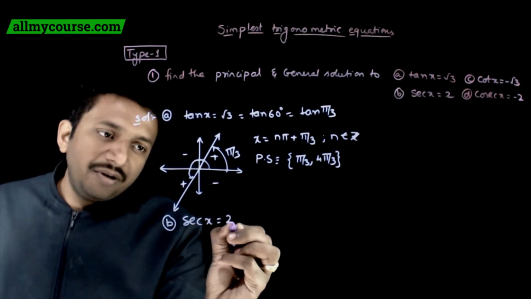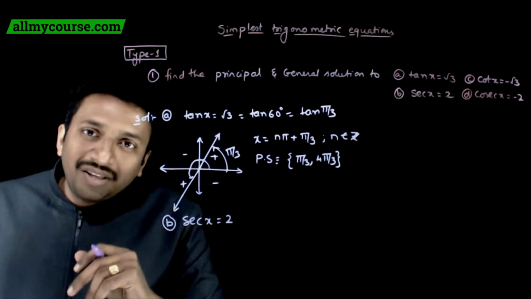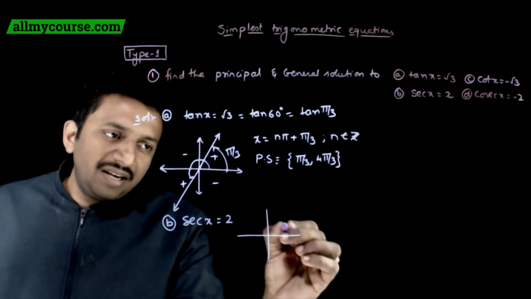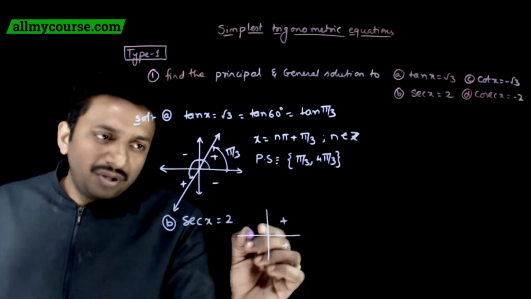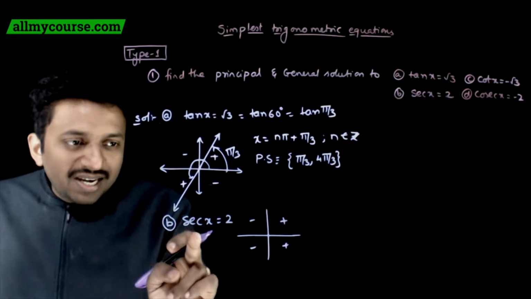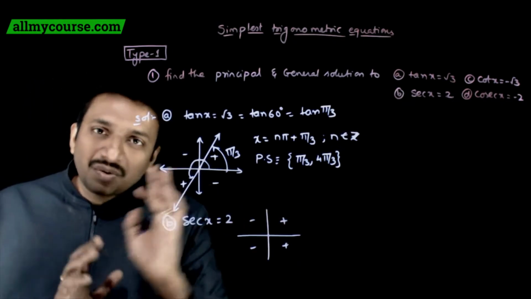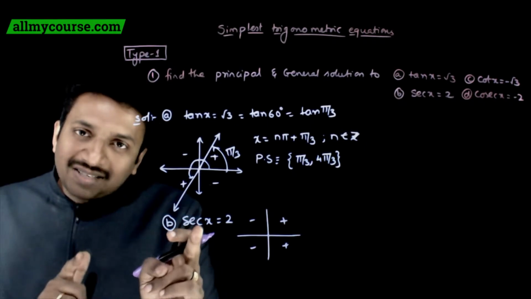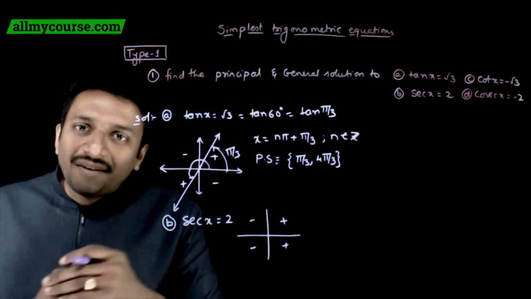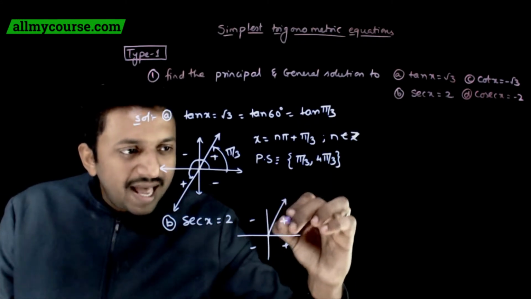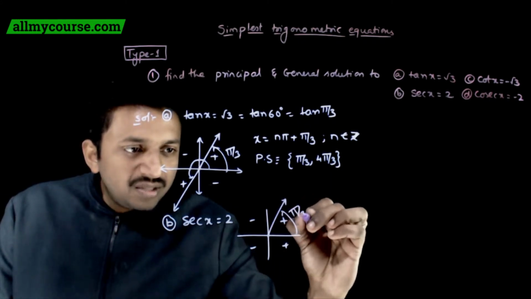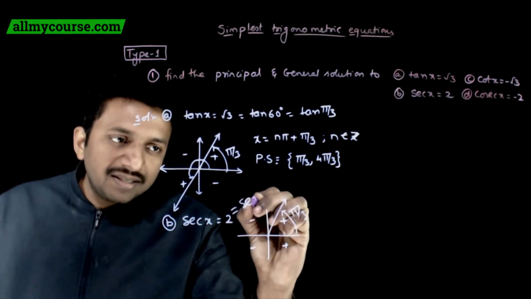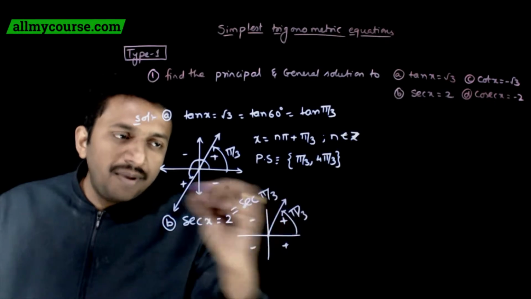Secant x is equal to 2. So let's try to draw the quadrant diagram for this. The quadrant diagram looks like this. So secant is positive in the first and fourth quadrants, negative here and here. So secant x is equal to 2. You'll get some angle in the first quadrant such that secant x is equal to 2. So we know that secant x is equal to 2 implies cos x is half. Again, you have 60 degrees. So the basic angle is again 60 degrees, which is pi by 3. That means secant x is equal to 2, and 2 can be written as secant of pi by 3.